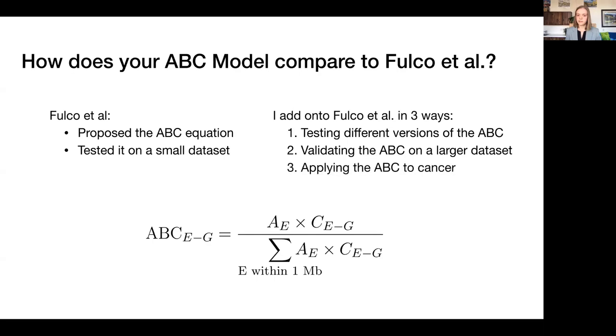In 3 important ways. First, I test different versions of the ABC model using either ATAC-seq or the geometric mean between ATAC-seq and ChIP-seq, and I find that the one using only ATAC-seq works better. Second, I validate the ABC model on a much larger data set than they were able to use in theirs, because this data set was only published a few months ago. That's how new all of this research is. And third, I apply the ABC model to study cancer, which was not done at all in Fulco et al. or has not been done before.